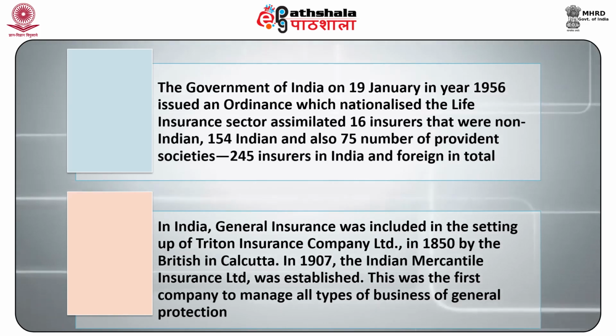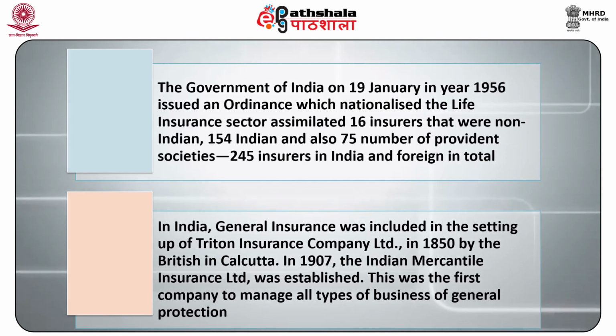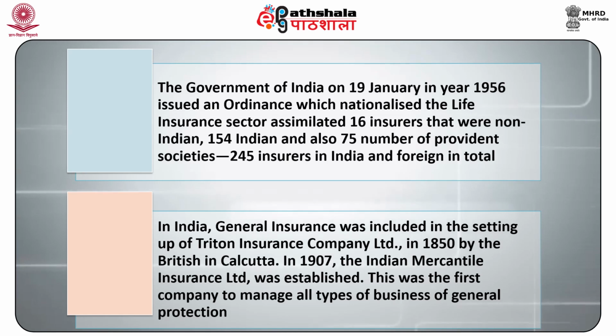The Government of India on 19 January 1956 issued an ordinance which nationalized the life insurance sector, assimilating 16 non-Indian insurers, 154 Indian insurers and 75 provident societies, 245 insurers in total, Indian and foreign.